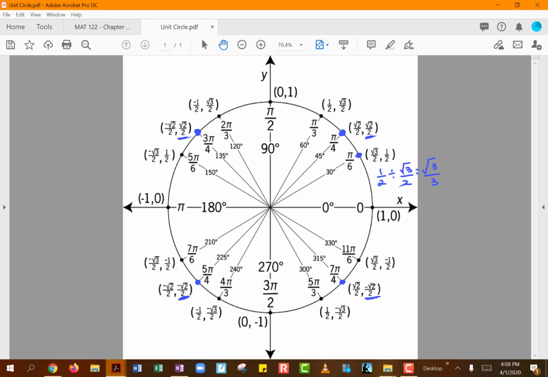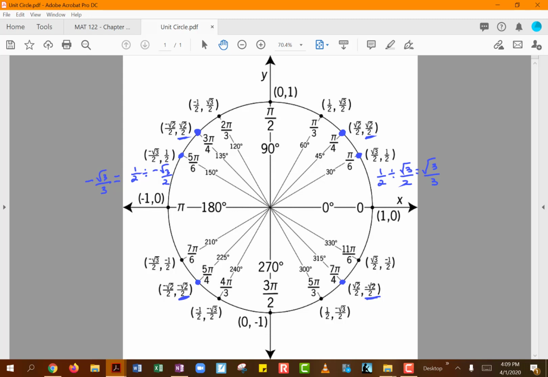And this will also happen here at this point, because remember we're looking at tangent as being positive or negative. So this one here, again, you will divide 1/2 by negative square root of 3 over 3, which will also end up giving us negative square root of 3 over 3. So it's going to be these angles, pi over 6 and 5 pi over 6.